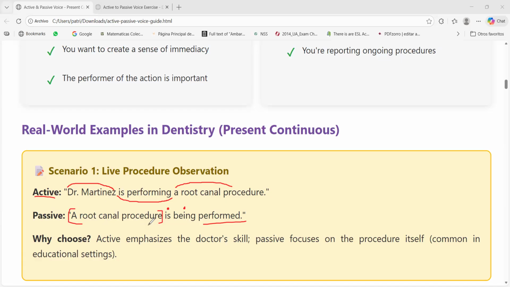Yes, you know, Dr. Martinez, it's optional when you want to include the agent. Here you say by Dr. Martinez. Yeah, it's optional, not compulsory to include the agent. Okay? So, first is scenario. Another scenario.